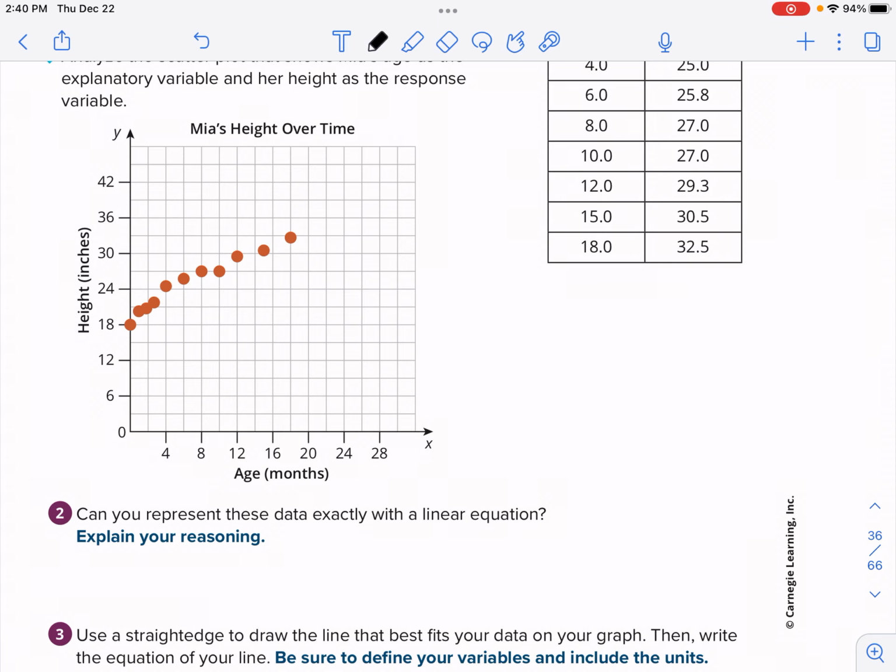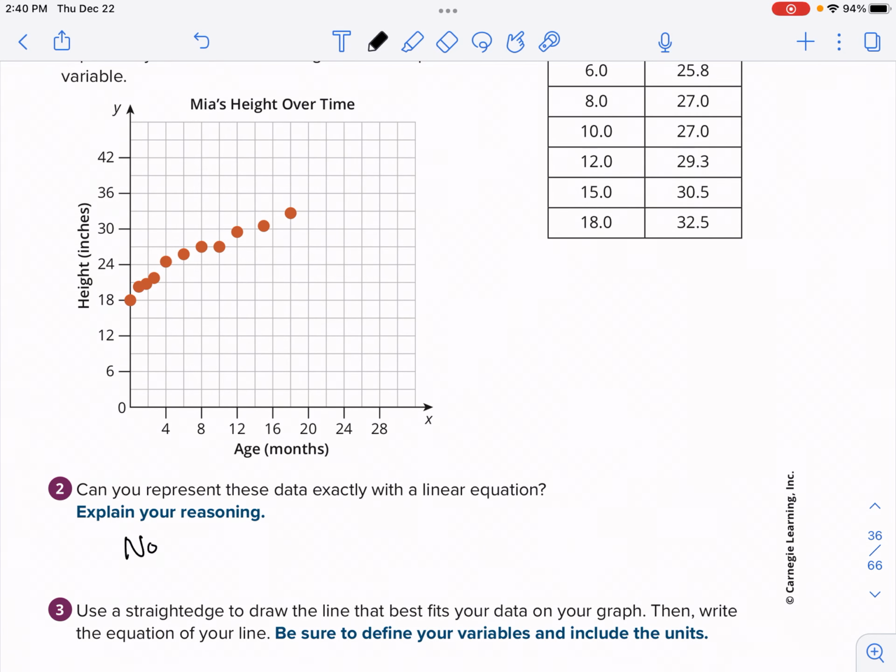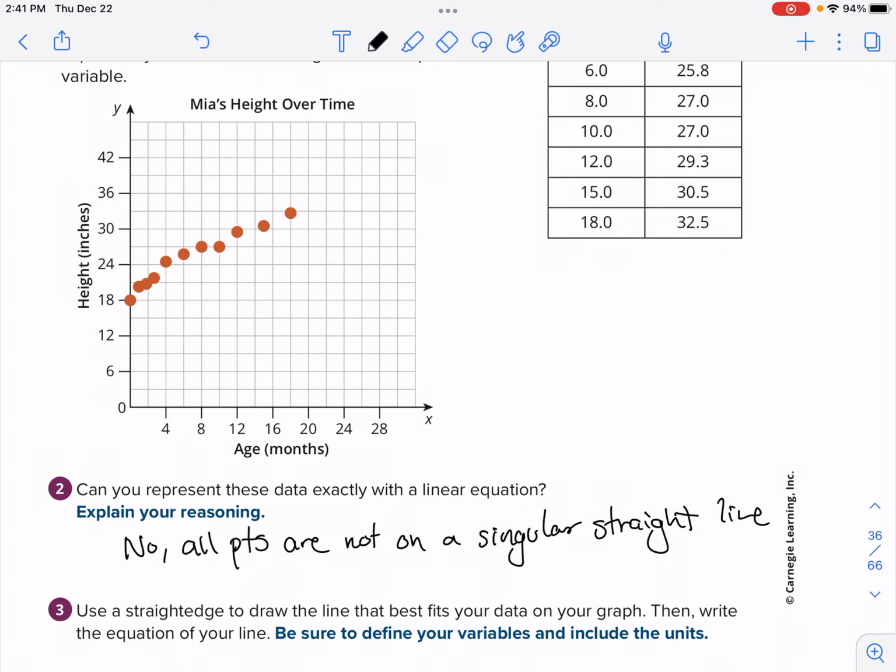Right, with every single point, if I draw a line, they wouldn't all be on that line. So we'll say no. We'll say all points are not on a singular straight line. Right, so there is some variability to that. But that doesn't mean that we can't use a line to still draw something that models that.